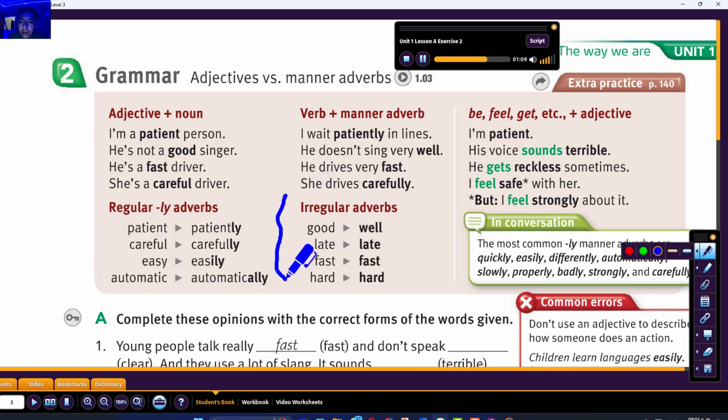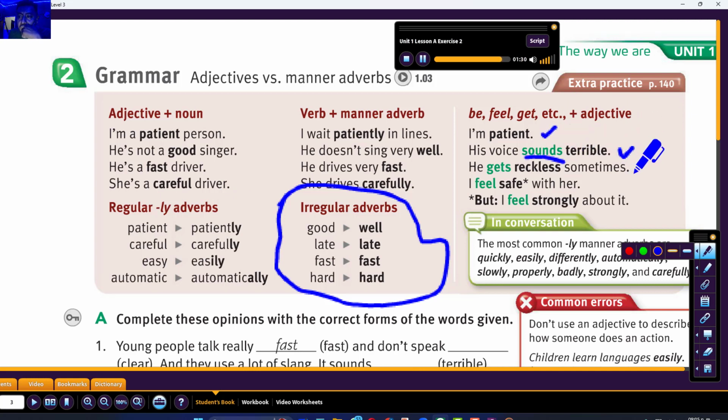Late, late. Fast, fast. Hard, hard. Be, feel, get, etc. plus adjective. I'm patient. His voice sounds terrible. He gets reckless sometimes. I feel safe with her. But I feel strongly about it.